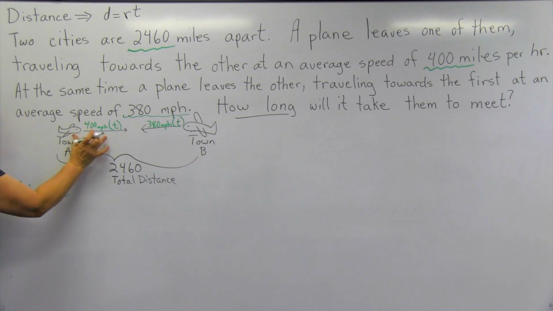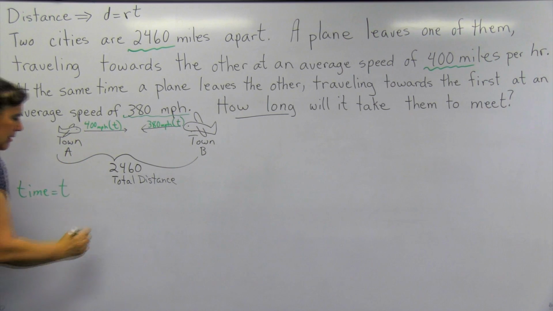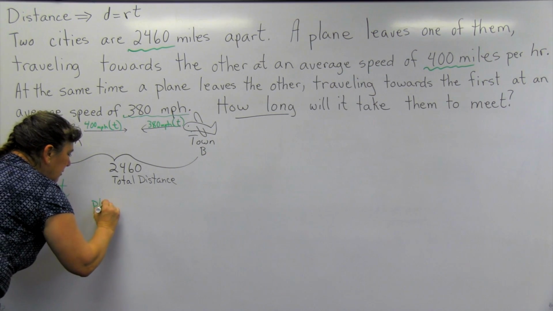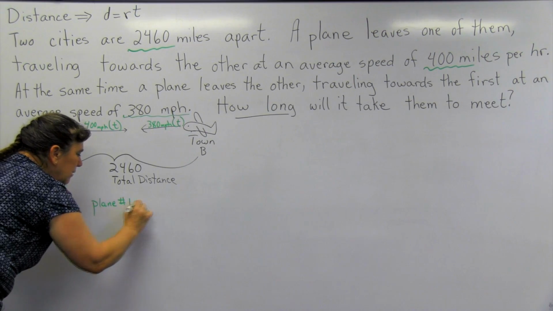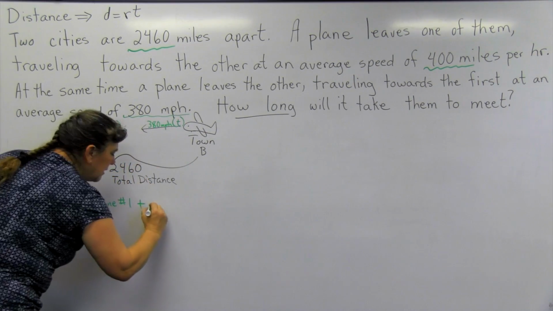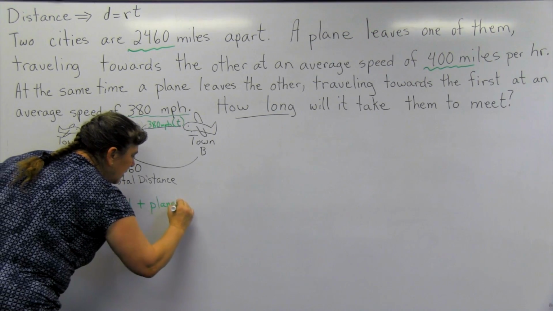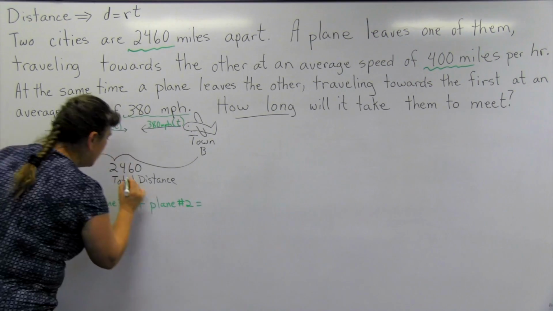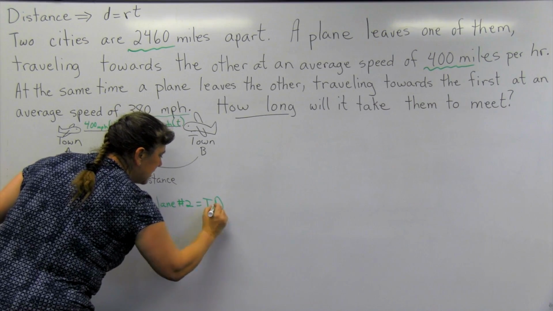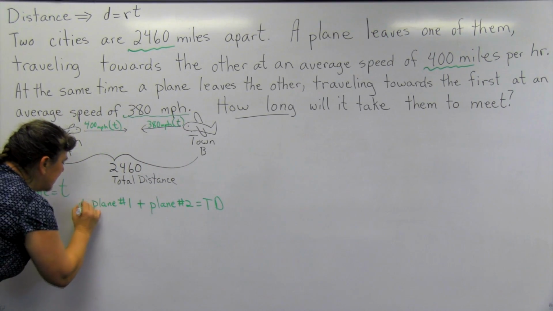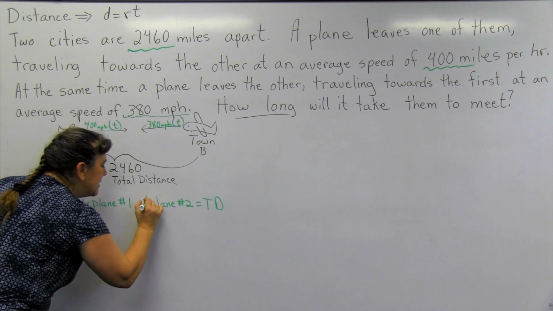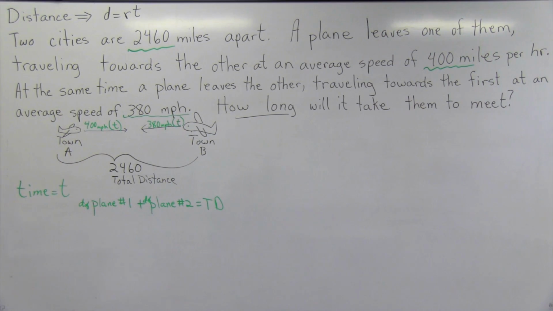So what is the distance of plane number 1? Well, let's first of all write down our equation. Plane number 1 plus plane number 2 is going to equal the total distance. TD stands for total distance. And this is actually the distance of plane number 1 and the distance of plane number 2. So what is the distance of plane number 1? It's on your chart. It says rate times time. 400 times the time, which is T.